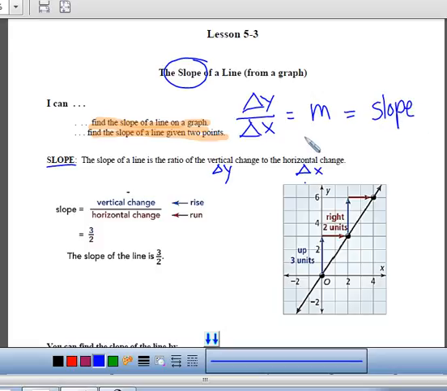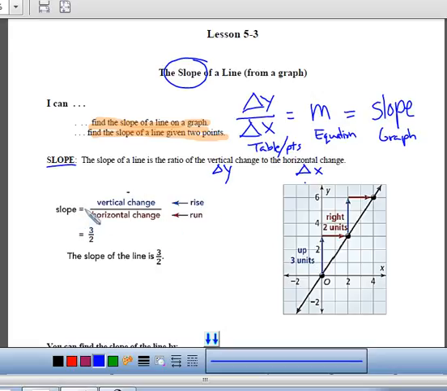So what does that mean? Change in y over change in x, that's what we use if we have a table or if we have 2 points. M is what we use if we're dealing with an equation. And slope is what we're dealing with when we're talking about a graph. Okay, so this is an example right here.